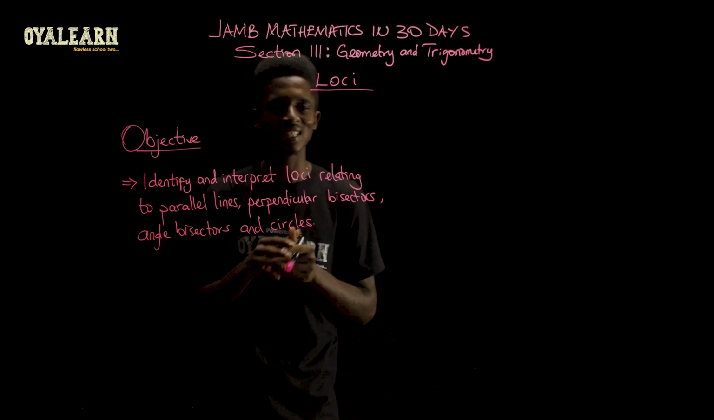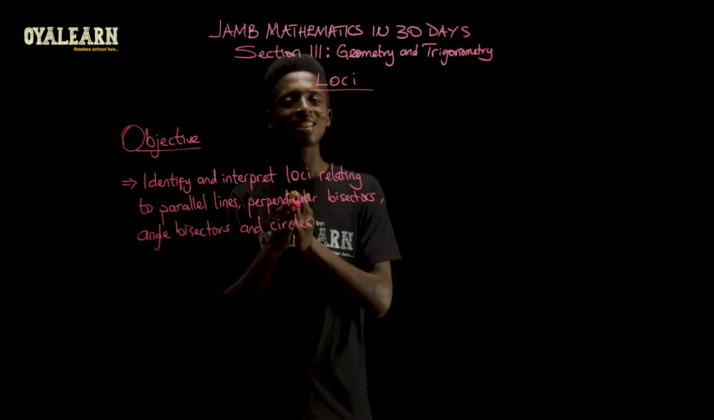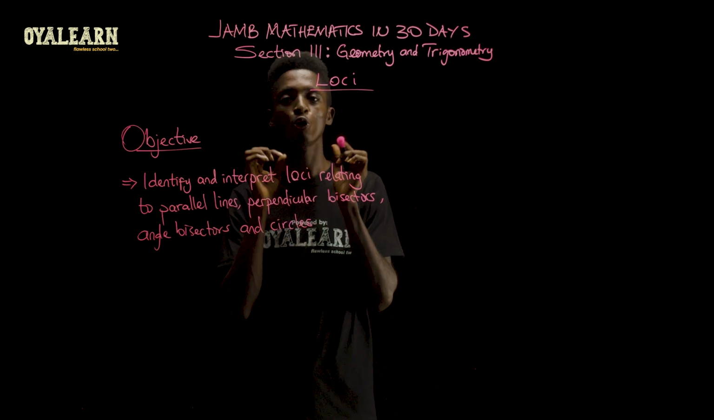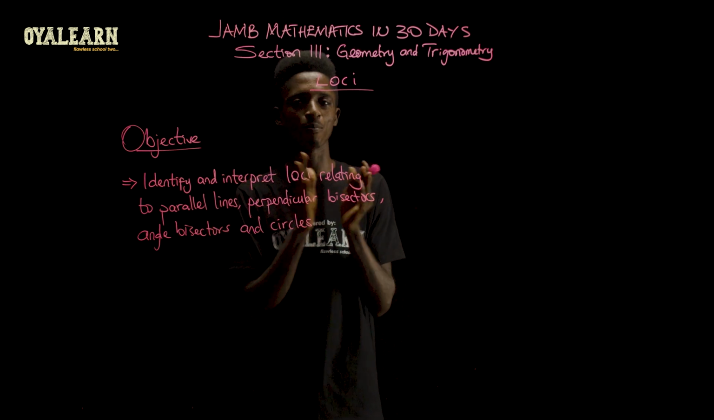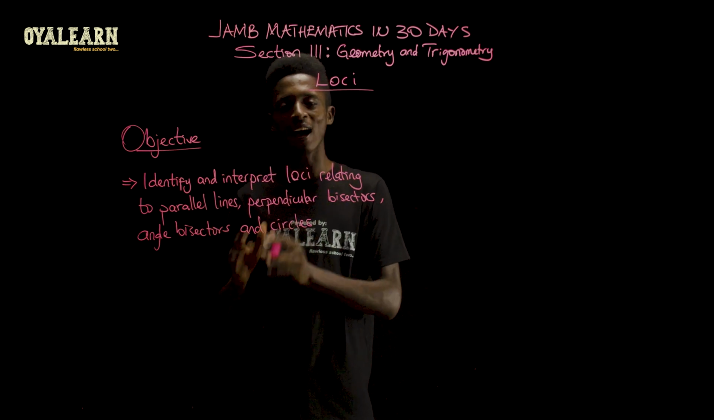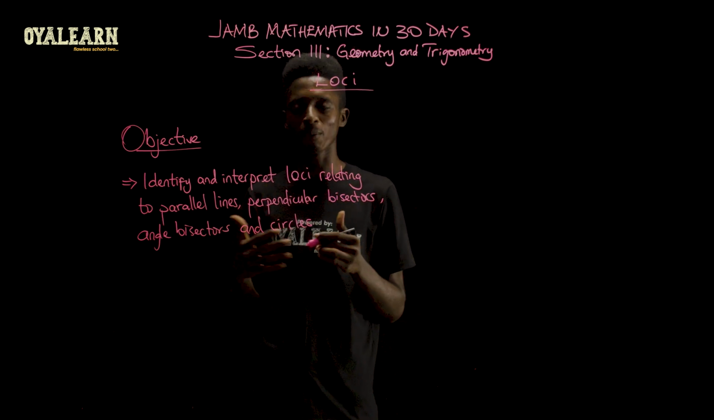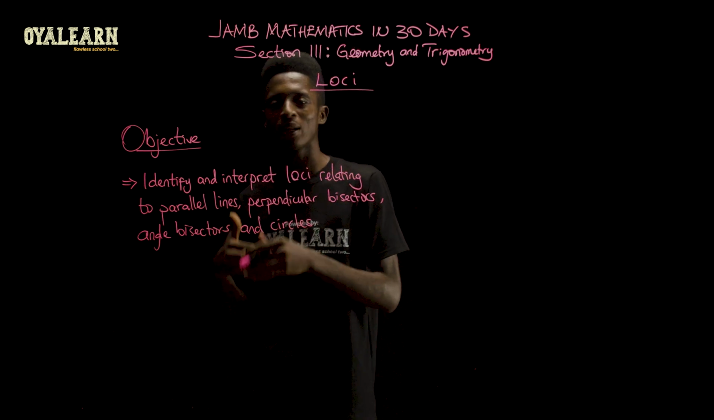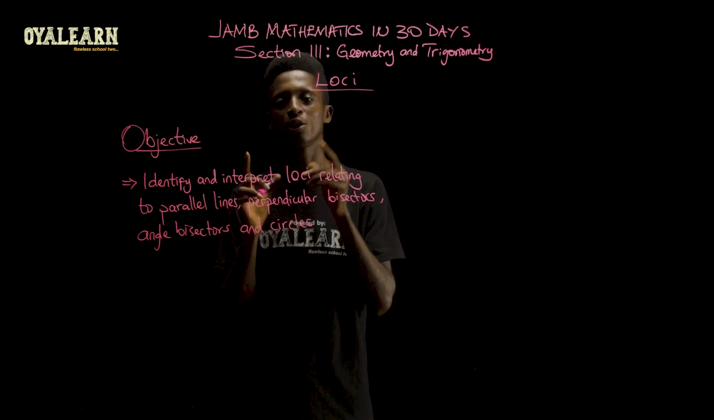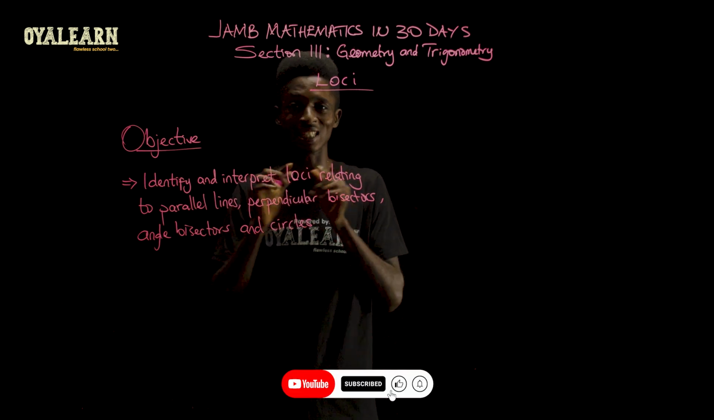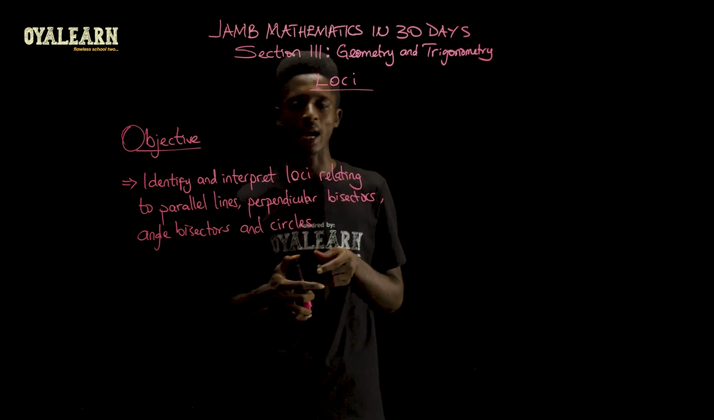So in day 13, we are looking at the topic called loci. Loci is the plural of the word locus. In geometry, locus refers to a set of points that satisfy a given condition. So when you're given a condition based on lines, whether they are perpendicular, whether they are parallel, or whether you are relating it to a circle, then the 2 or more points that satisfy the condition given in your statement are what we refer to as the loci.